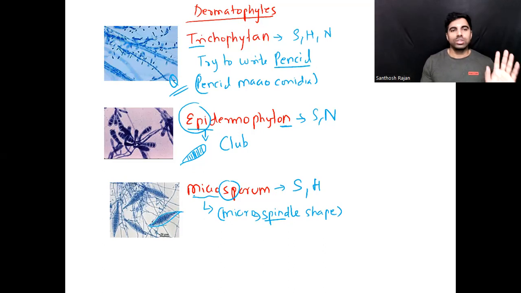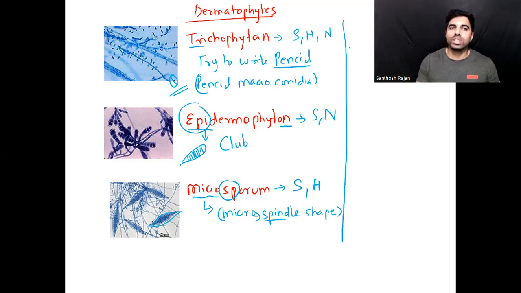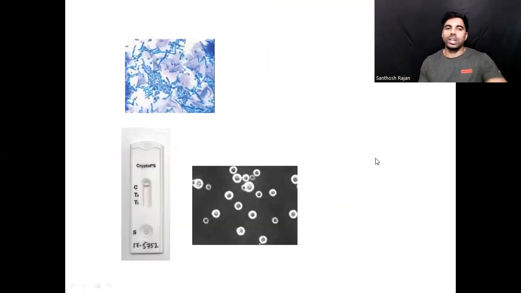Easy, okay? That's it. So these are the things you should remember. One more: these are macroconidia, but microconidia is present only in Trichophyton. Remember that. Microconidia are present only in Trichophyton. In dono mein nahi hai. Though the name is Microsporum, they are less, or it's not absent. Okay, remember that question. That's important. Right. Now, next one.